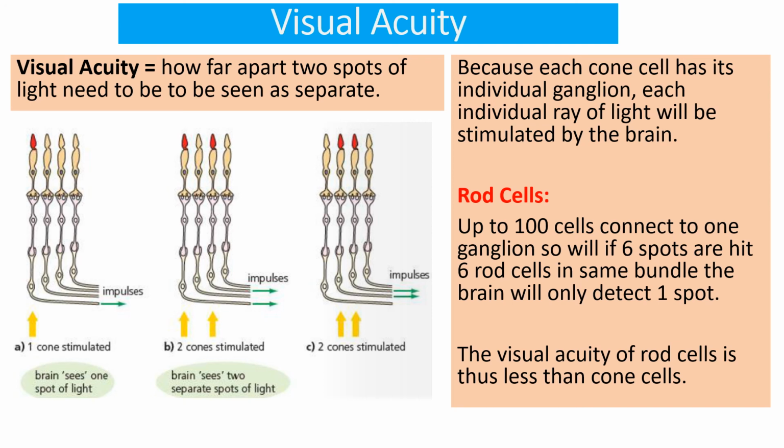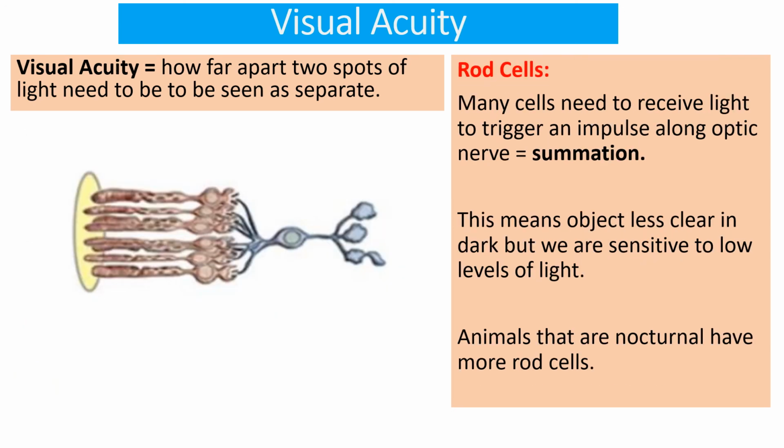And we said because each cone cell has its individual ganglion, each individual wave of light will be stimulated and sent to the brain, whereas 100 rod cells may have one ganglion. So if 6 spots hit 6 different rod cells, they might only be detected as one spot by the brain, and that means your visual acuity is a lot less as a result. And the other side of that is the summation point, that dark objects are going to be seen less clearly, but we are going to be more sensitive to the actual light levels.